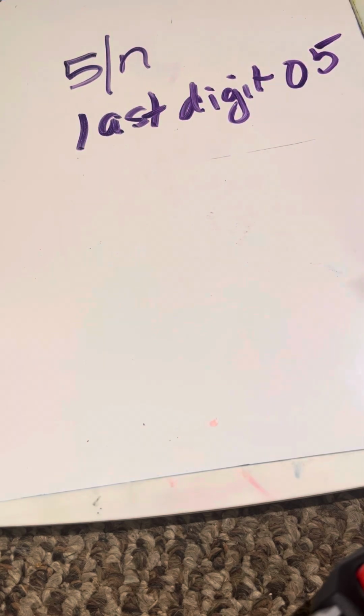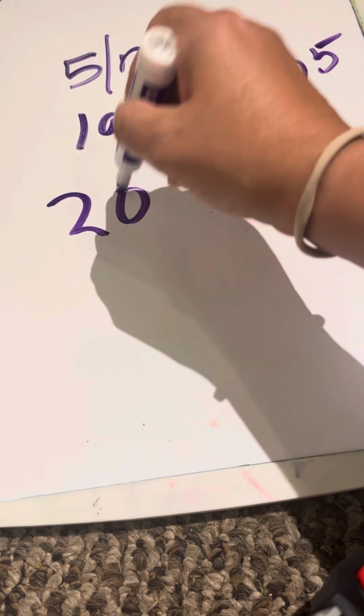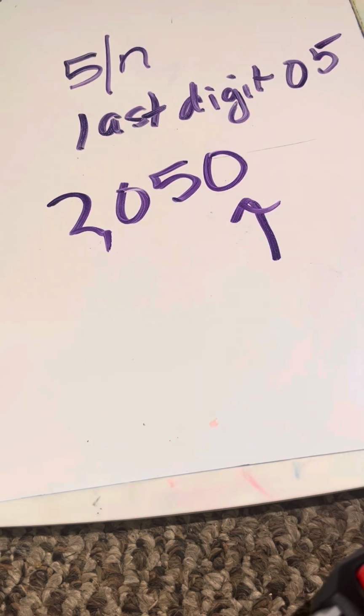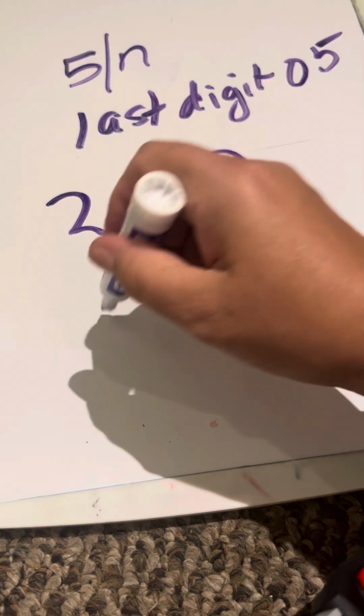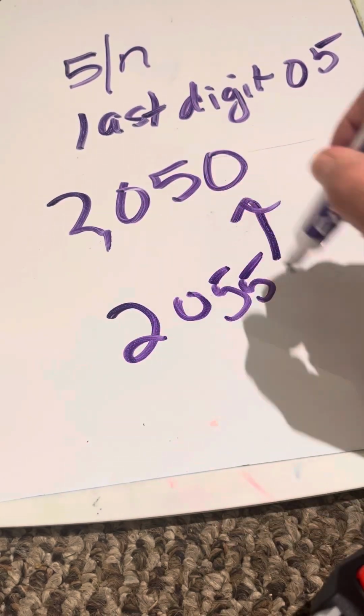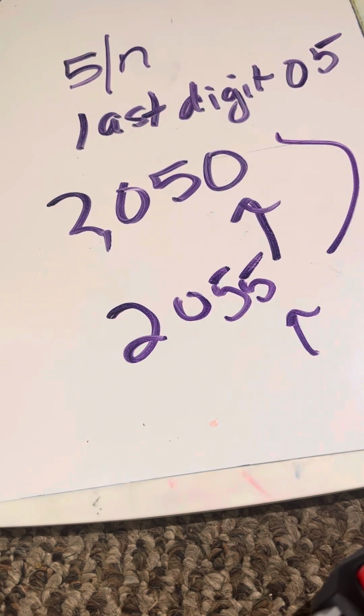If we want to see what is the divisibility test for 5: a number divisible by 5, you are going to look for the last digit to be a 0 or a 5. Sounds pretty simple. So let's look at the numbers 20 or 2050. We have 0 as the last digit, so we know it's divisible by 5. 2055 has a 5 at the end, so we know it's divisible by 5.